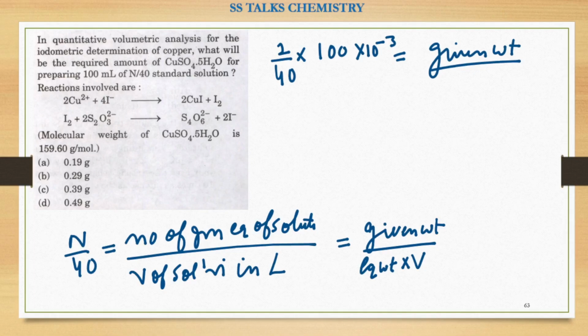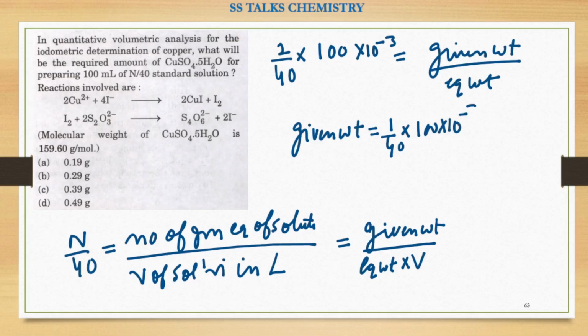Now the equivalent weight is molecular weight upon the n factor. Now the given weight we can find out as 1 by 40 multiplied by these factors, that is 100 into 10 raised to the power of minus 3. Equivalent weight is molecular weight upon the n factor. Now for copper sulfate equivalent weight, the molecular weight is given, which is 159.60.